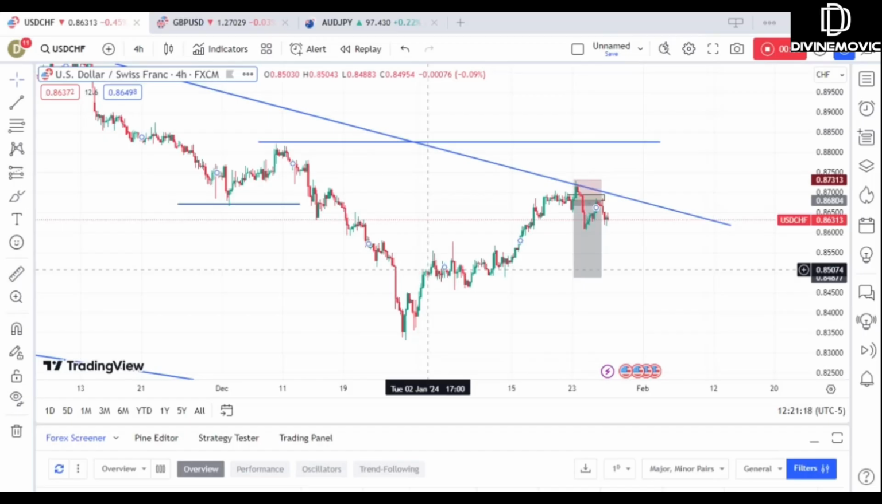Now, here on the chart, what I want to do is simply show you how I normally use liquidity sweep and liquidity grab to decide when I'm going to buy or when I'm going to sell.